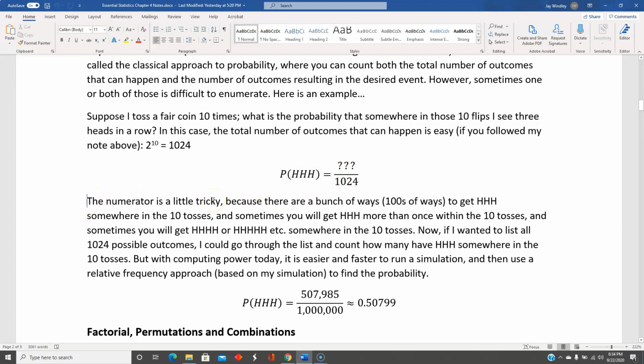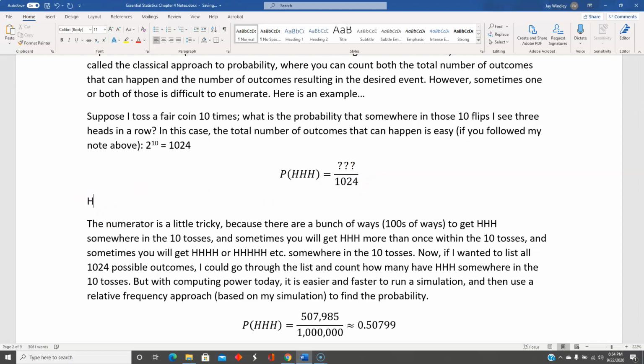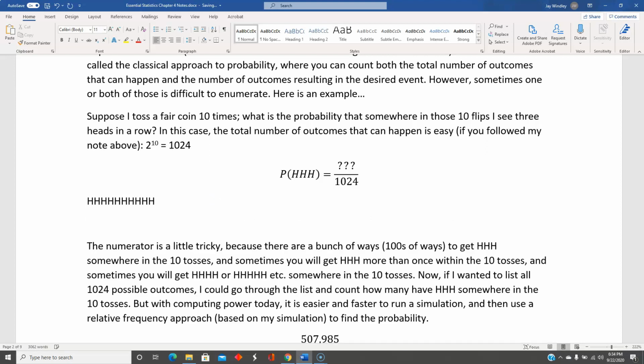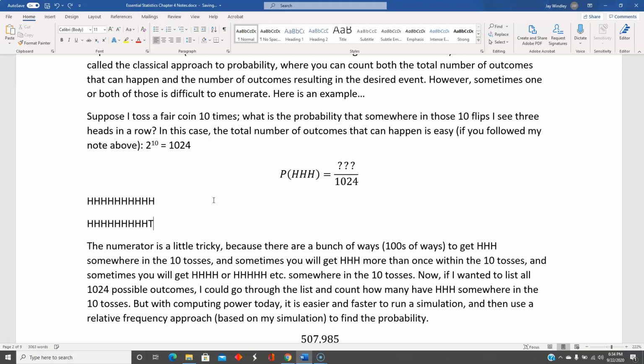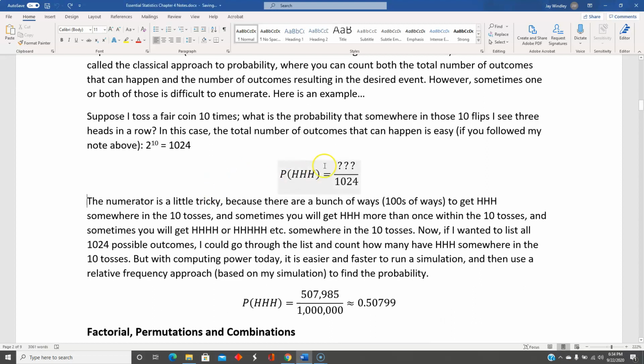By the way, I suppose I could list them. There's one of the 1,024 things that can happen. There's another one. There's another one. I could list all 1,024 things that can happen, but that would take a long time. And then I would have to go through the list and find how many of those 1,024 things resulted in heads, heads, heads somewhere. It turns out this problem is easier to do in Excel.